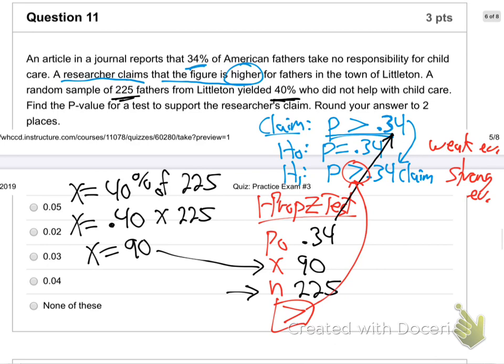So put that in your calculator. One prop Z test. It's going to be 0.34, 90, 225. Greater than, calculate. So I'm getting, all they want's the p-value, huh? So I'm getting a p-value equal to 0.0207. So just 0.02. There it is.